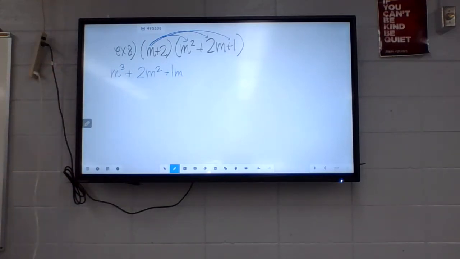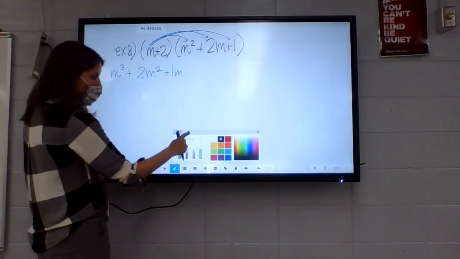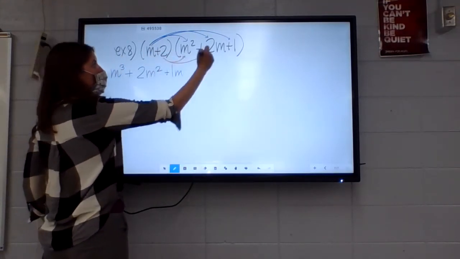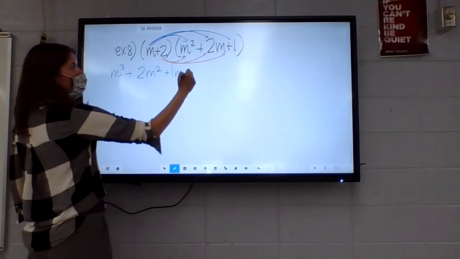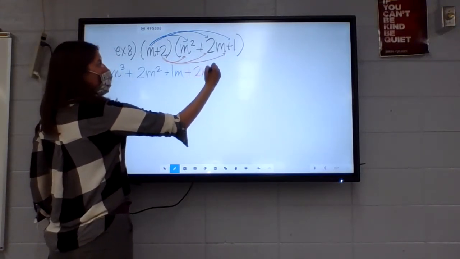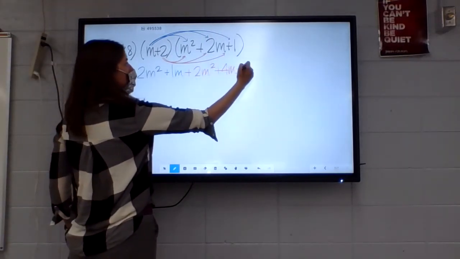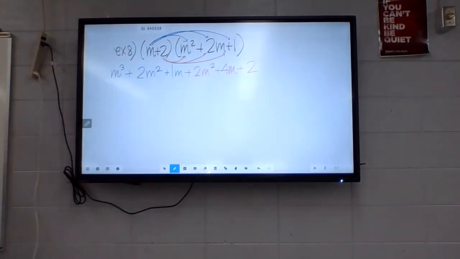So I did those first 3 terms. Now I'm going to do the next 3. And if you don't end up with 6 terms on this step, you probably missed something. So kind of just double checking, if I got 6, I'm good to go. Now I'm ready to combine my like terms.